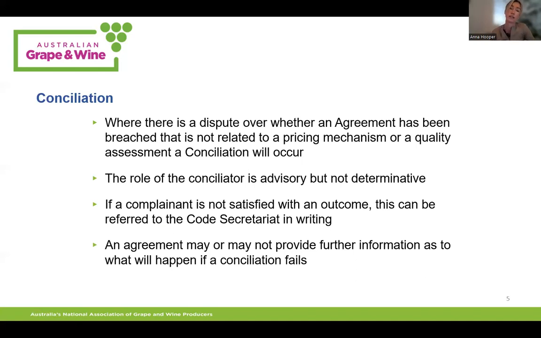So the role of the conciliator is purely advisory but not determinative. So unlike an independent determination, parties are not bound to any advice provided, and for this reason not all conciliations will generate a mutually agreed outcome. Now, the Code doesn't dictate what must happen if a conciliation does happen to fail. However, there may be provisions in the agreement itself that outline that. So if a complainant is not satisfied with an outcome, this should be referred to the Code Secretariat in writing, who will refer the matter to the Code Management Committee to make a recommendation on any further action.